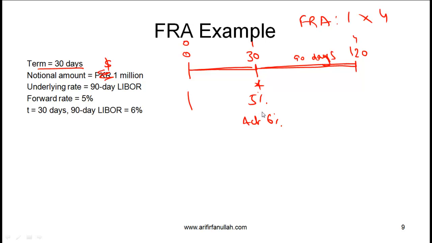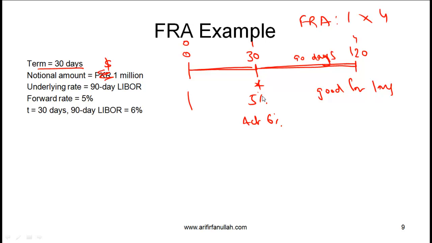Now who owes whom how much? Without doing any calculation, you should immediately see that this is good for the long party. Why? Because the long party had a contract that said that he could borrow at 5%. Interest rate is actually now 6%. If he hadn't gotten into this contract, then he would have to borrow at 6%, but now he is borrowing at 1% less, which is 5%.